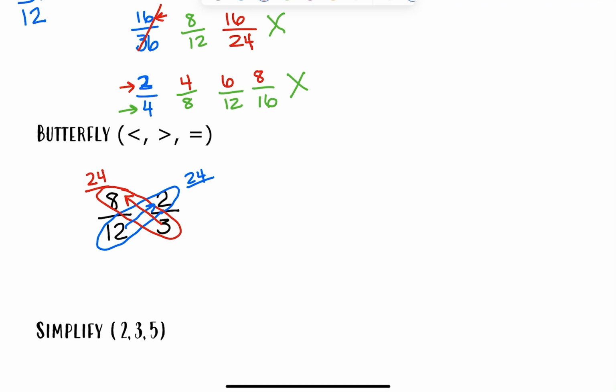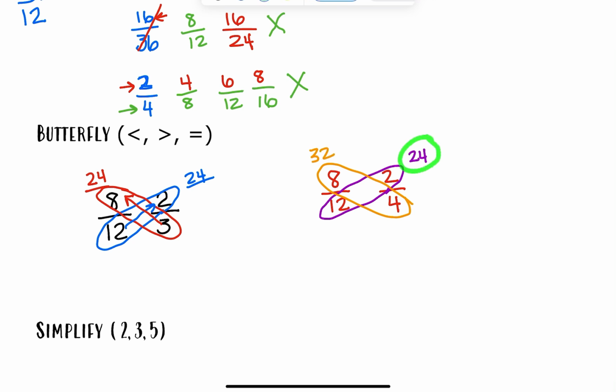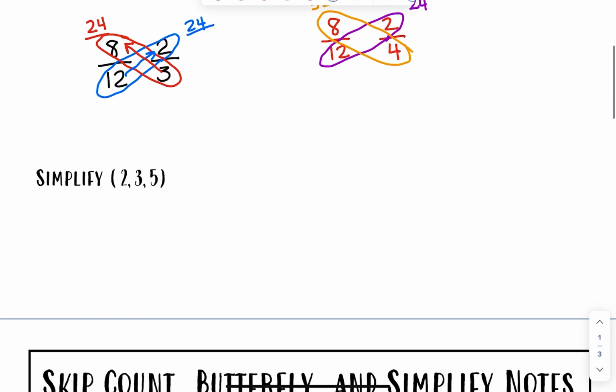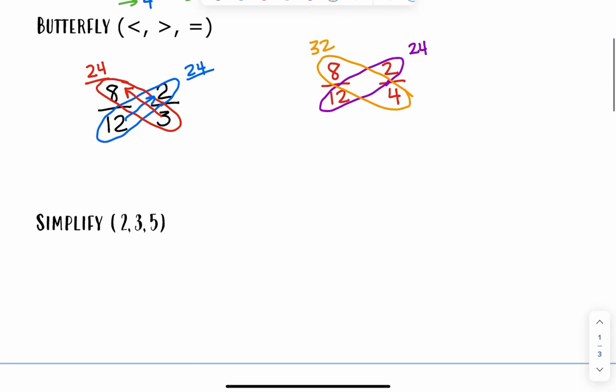So let's just do the 2/4 just because. If I wanted to see if 8/12 and 2/4 were equivalent, I would butterfly. So 12 times 2 is 24. And then on the other corner, 4 times 8 is 32. And again, those numbers this time are not equal, so we know that 2/4 is definitely not my answer either.